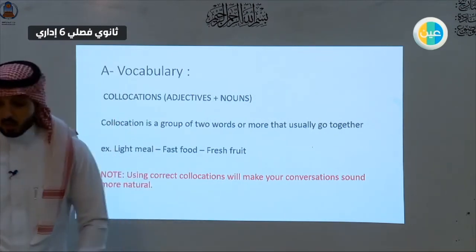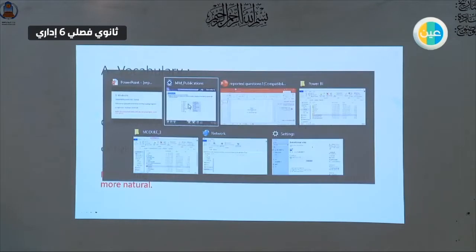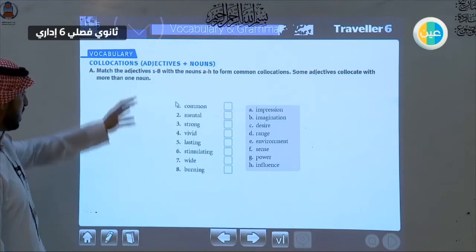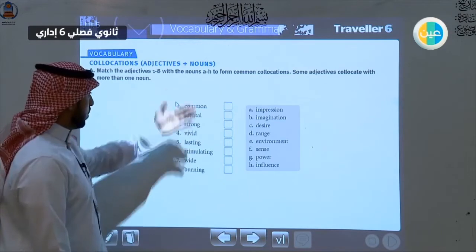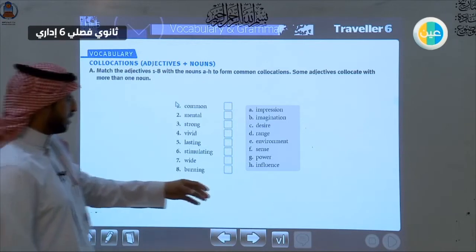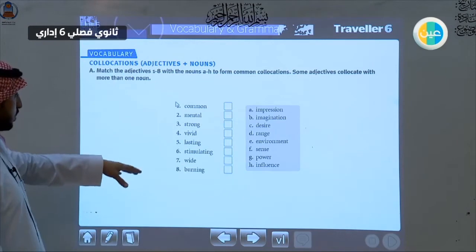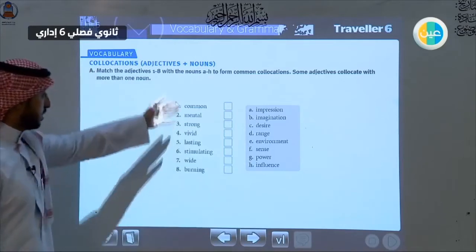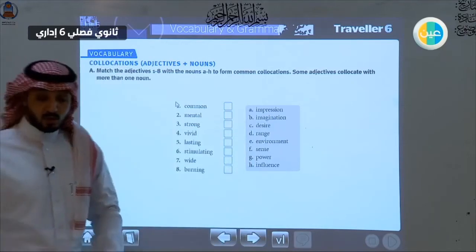So now let's move to the questions for the collocation, guys. Collocation, adjective plus nouns. Match the adjectives 1 to 8 with the nouns A to H from common collocations. Some adjectives collocate with more than one noun. So now we have 8, and then we have from A to H. These are adjectives and these are nouns. So we have to match them together.